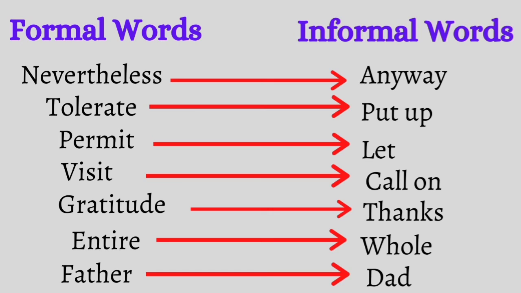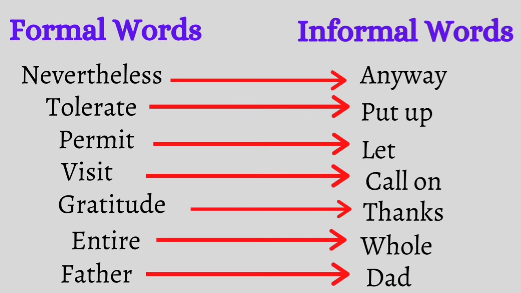Next one, permit. The formal word would be permit, and the informal word for permit would be let. So I permit Jane to wear my jacket. Right? That's the formal way. And the informal way would be I let Jane wear my jacket. Okay? Next one would be visit. Visit would be the formal word, and the informal for visit would be call on.